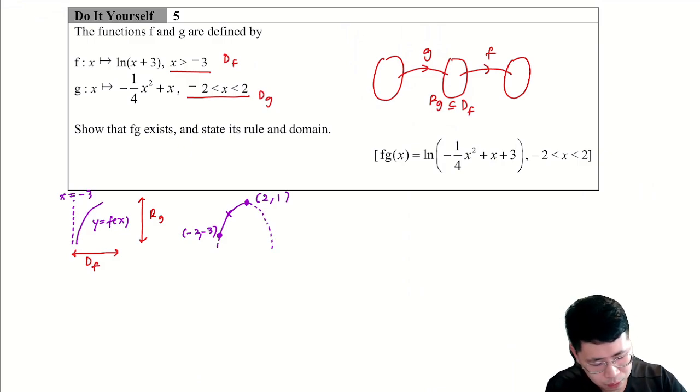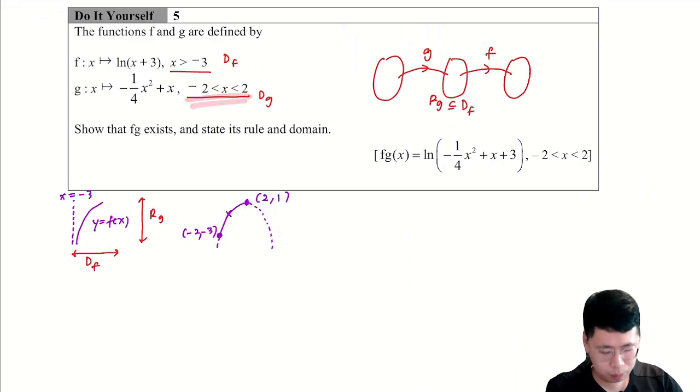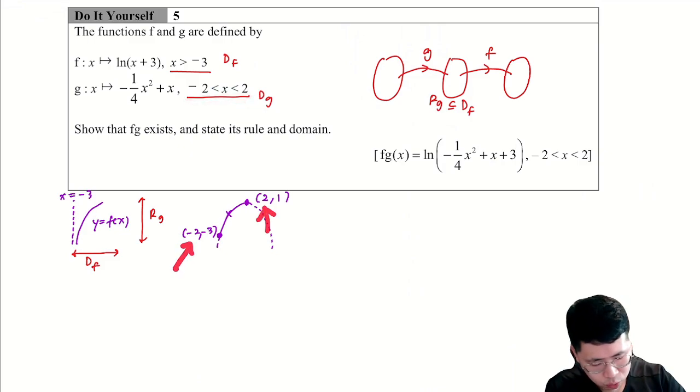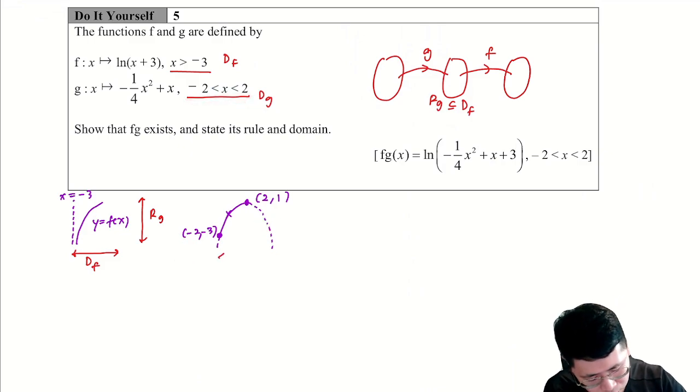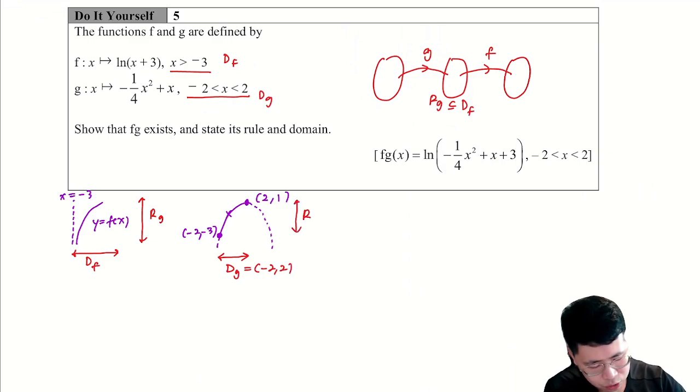Now once more, we will start first with the whole parabola, and then we'll look at the restricted domain from negative 2 until 2. So over here, let's take a look. This over here is the domain of g, from negative 2 to 2, and then over here we get our range of g.